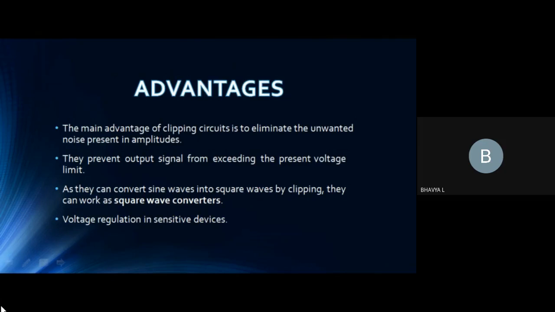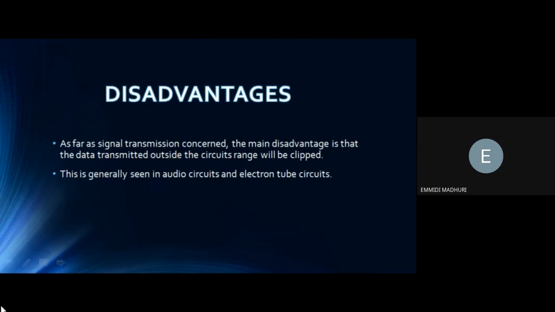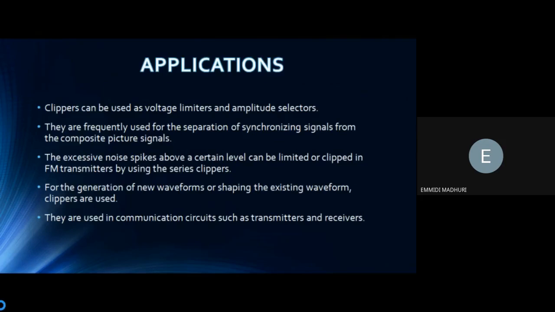Advantages. The main advantage of clipping circuits is to eliminate the unwanted noise present in amplitudes. They prevent the output signal from exceeding the preset voltage limit. As they can convert a sine wave into a square wave by clipping, they can work as square wave converters. Voltage regulation is a sensitive device. Disadvantages. As far as signal transmission is concerned, the main disadvantage is that the data transmitted outside the circuit range will be clipped. This is generally seen in audio circuits and electronic circuits.